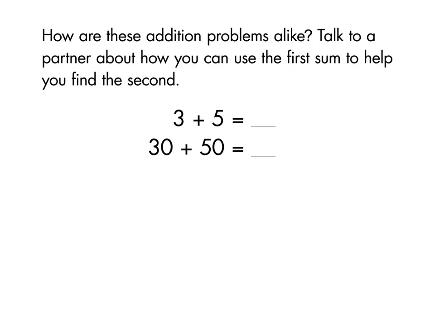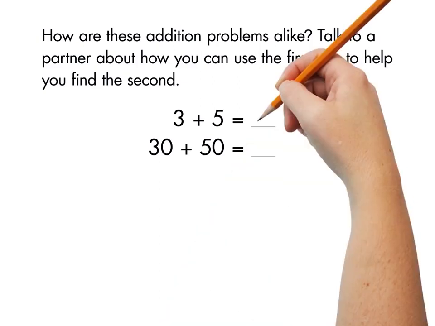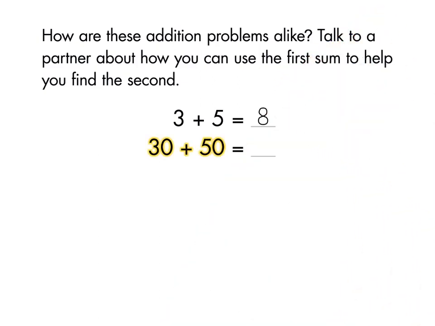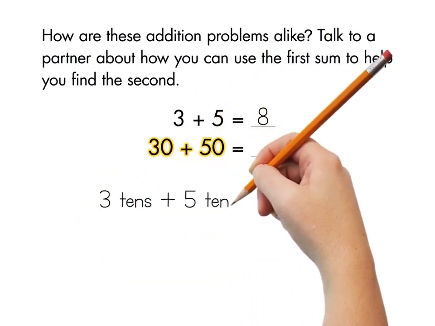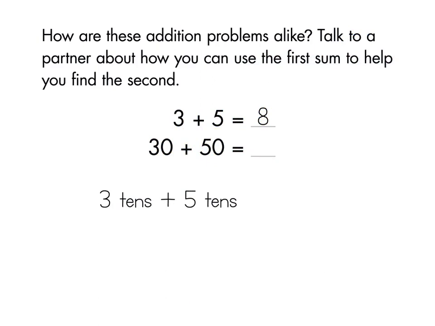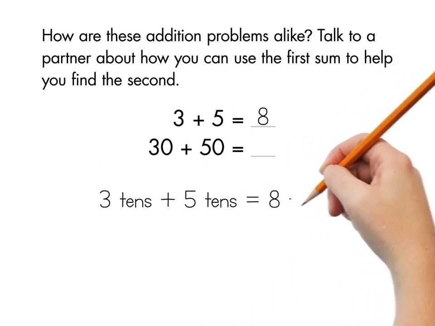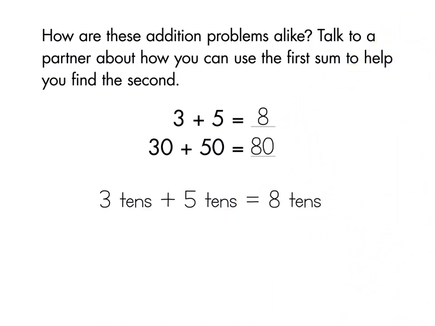Listen and look for other students who explain how to use the first sum to find the second sum. They already know the addition fact 3 plus 5 is equal to 8. Then they think of 30 plus 50 as the sum of 3 tens plus 5 tens. Since 3 plus 5 is equal to 8, 3 tens plus 5 tens must be equal to 8 tens, or 80. These students demonstrate that they understand how adding groups of 10 is similar to adding numbers less than 10.